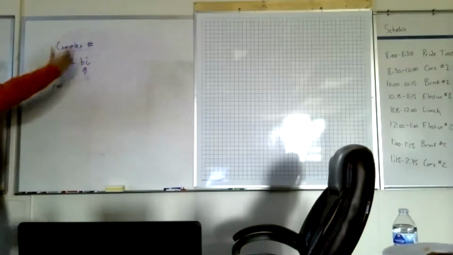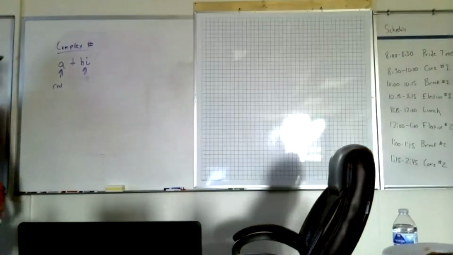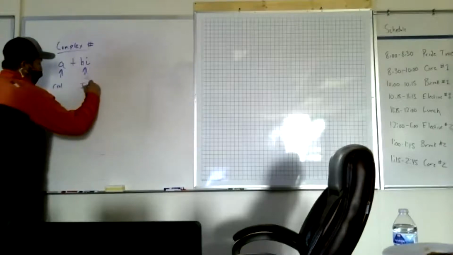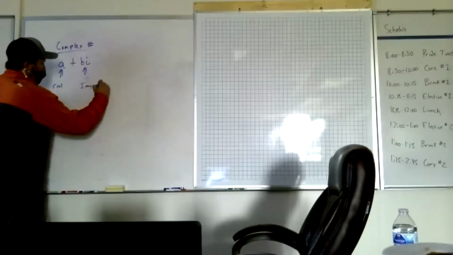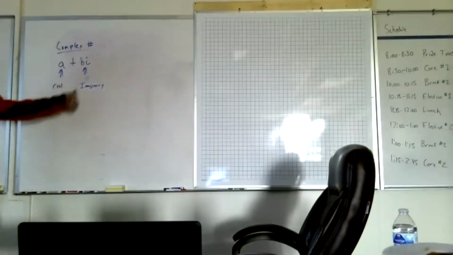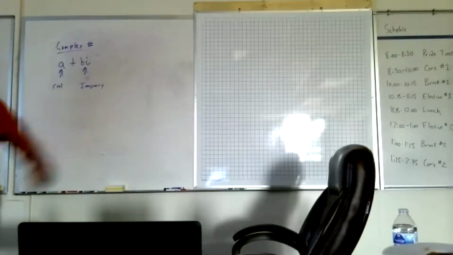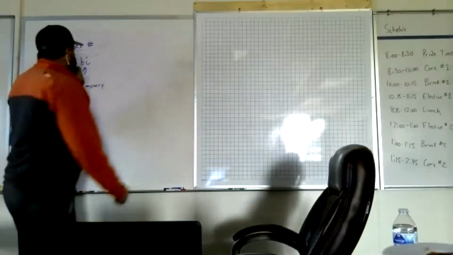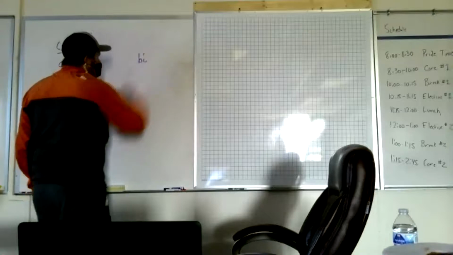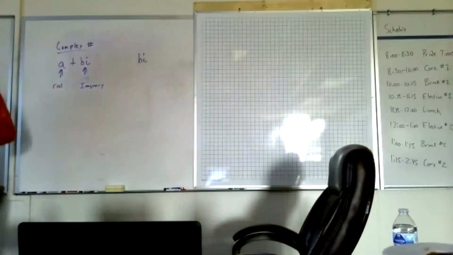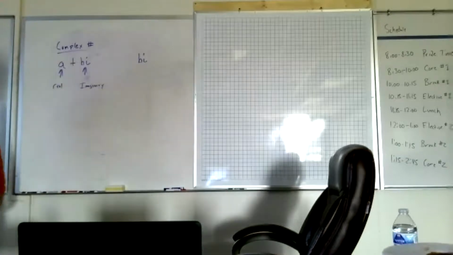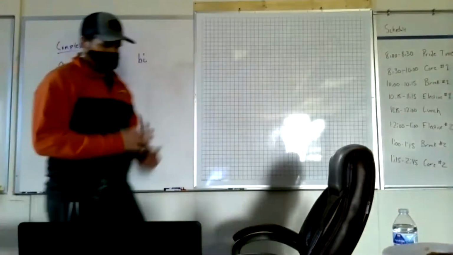bi, b is just a variable for the coefficient. It could be any number. This is your imaginary part. Okay, it's complex because it has a real portion and an imaginary portion. A pure imaginary number is just expressed as bi. It'll be 6i or 7i or 8i.